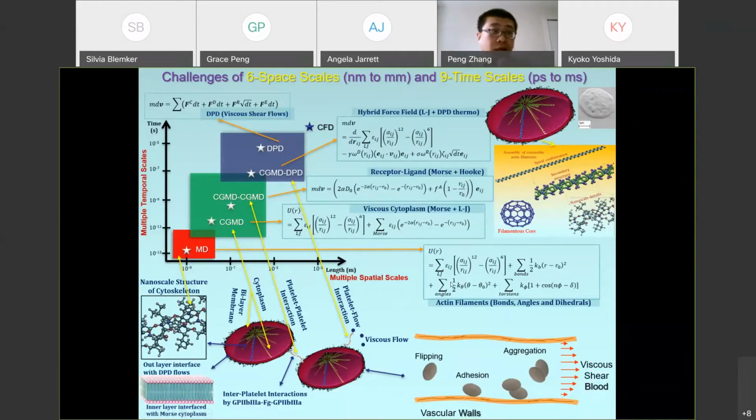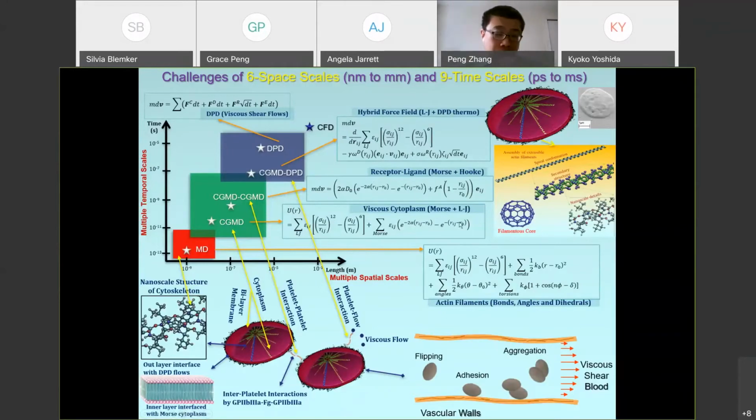In molecular dynamics, we use the atoms to simulate the nanoscale structures of the cytoskeleton and the actin filaments that are protrusible during platelet activation. At the top scale, we use the DPD method to simulate the viscous flow plus the boundary conditions and inlet and outlet boundary conditions. In the middle, we developed the CGMD, coarse-grained molecular dynamics, to simulate two things. One is the platelet membrane, which can deform in response to the applied shear stresses. On the other hand, we are also using the CGMD method to simulate the platelet receptor-ligand interaction.